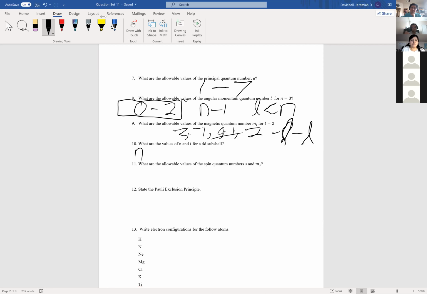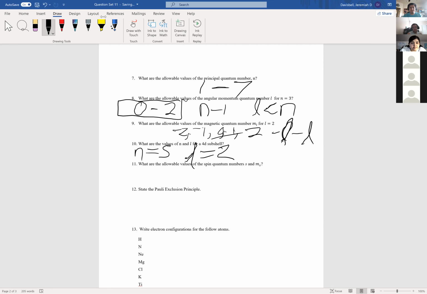Yeah. So N is always going to be the row of the periodic table that you're on. So the first thing you're going to have to do, okay, 4D. So that's going to be right here, right? And you're going to count how many rows down that is. So that's 5. So then your N will equal 5. And then L. Well, when we're looking at D, what's the number for L? Zero, 1, 2, or 3? 2. 2, right? Perfect. So that's it for 10.